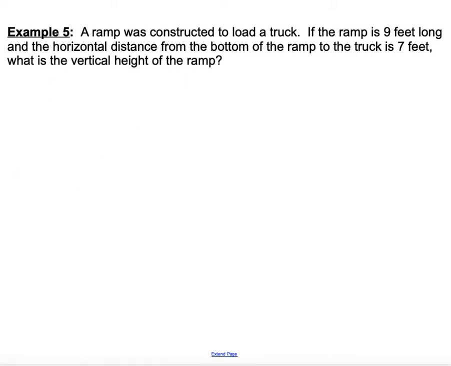A ramp was constructed to load a truck. The ramp is 9 feet long, and the horizontal distance from the bottom of the ramp to the truck is 7 feet. What is the vertical height of the ramp?